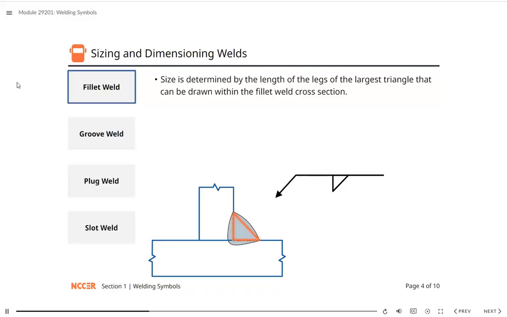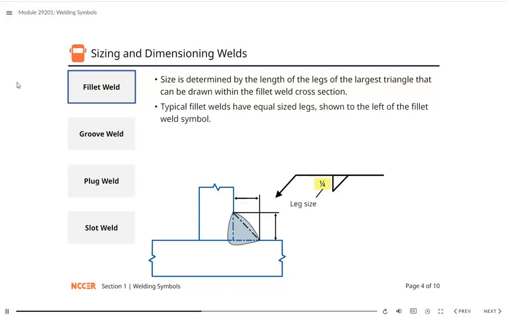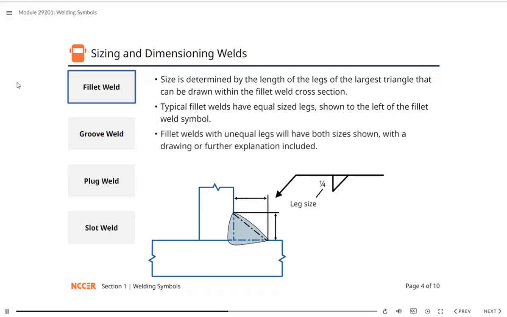Typical fillet welds have equal-sized legs, so only one size will be given. The size is placed to the left of the fillet weld symbol. For fillet welds with unequal legs, the size of each leg will be placed within parentheses or brackets to the left of the fillet weld symbol, with a drawing or explanation included regarding leg orientation.